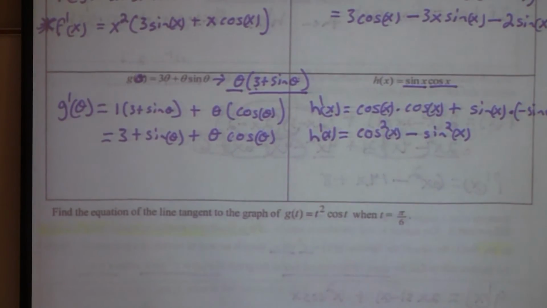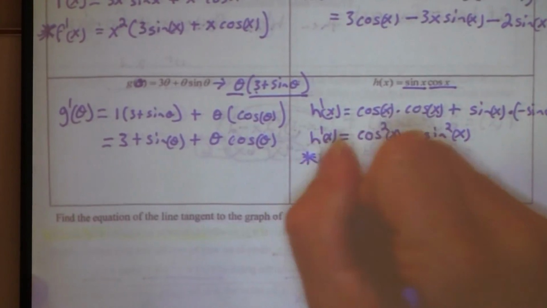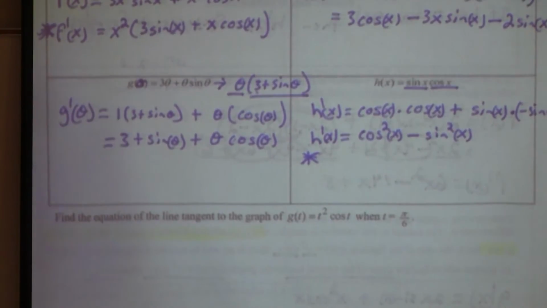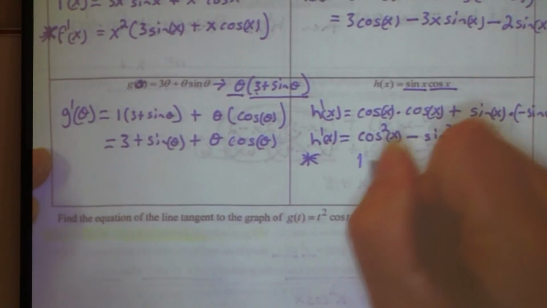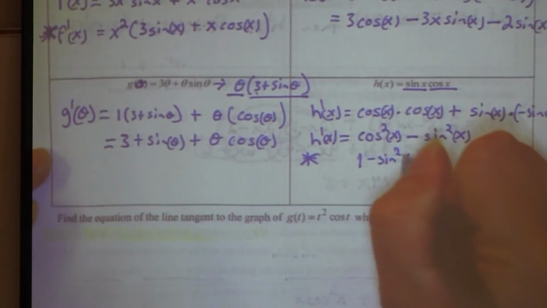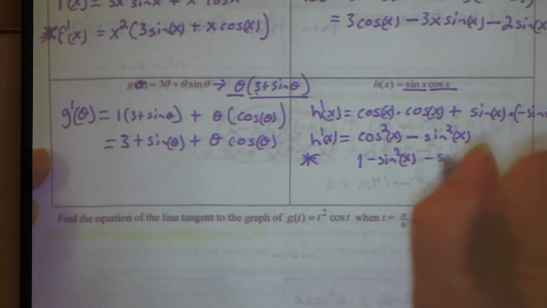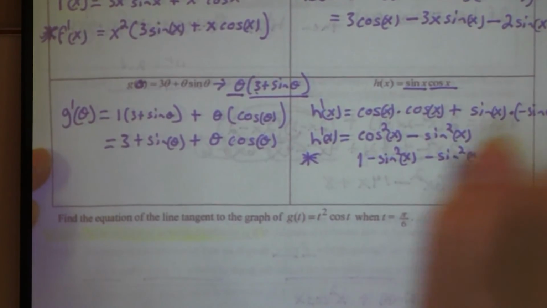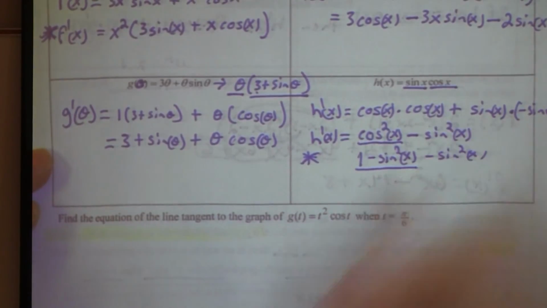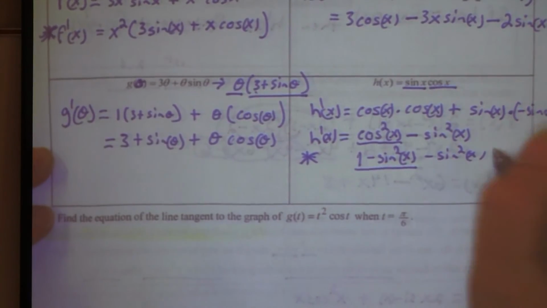Let's say I wanted to replace cosine squared with something. What would cosine squared equal to? 1 minus sine squared? Okay, so let's try it. So maybe this is the way the answer was and Mr. Science wanted you to make it look like that. So this is 1 minus sine squared x minus sine squared x, right? We replace this with this. So what would that answer look like in the end?